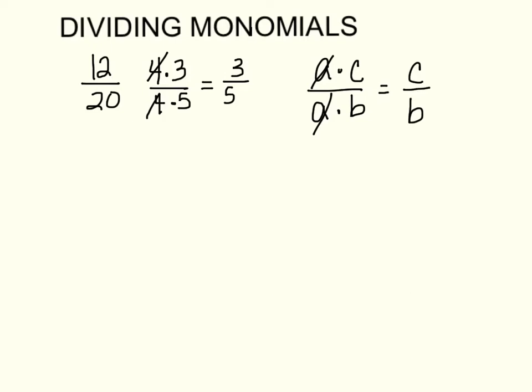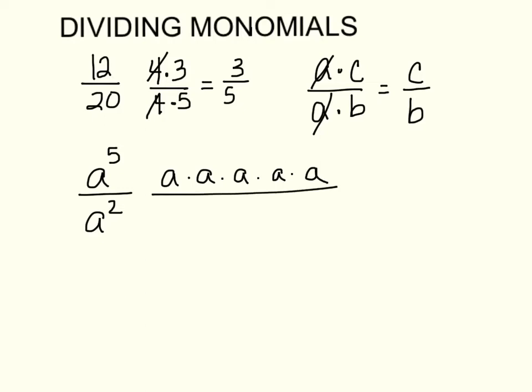So now let's say we actually have variables. We have a monomial, a to the 5th, divided by another monomial, a squared. Here's really what you're doing. A to the 5th is a times itself 5 times. A to the 2nd is just a times a. Using our cancellation property that I just showed you, anything divided by itself is 1. So all of these a's will cancel. That leaves you with a to the 3rd power over 1, which is just a to the 3rd.